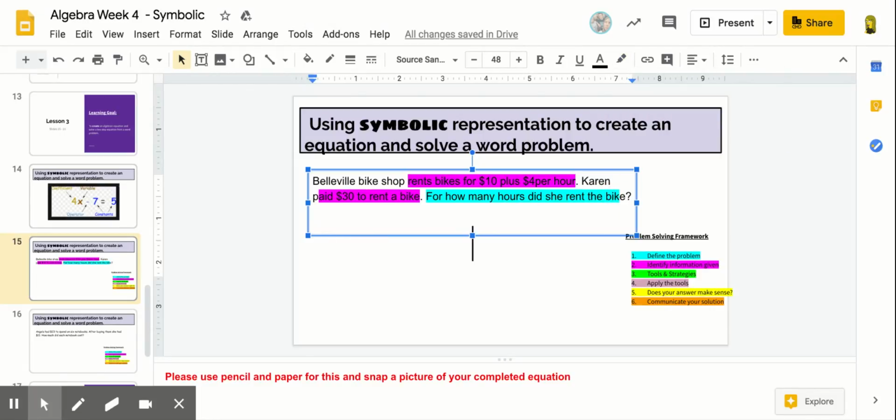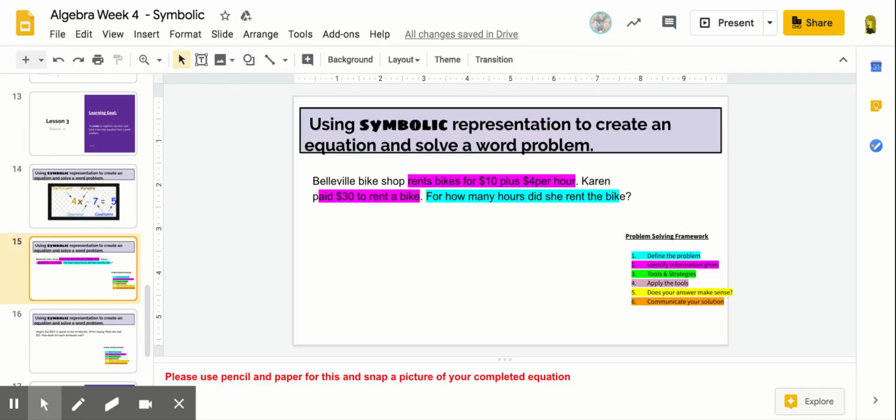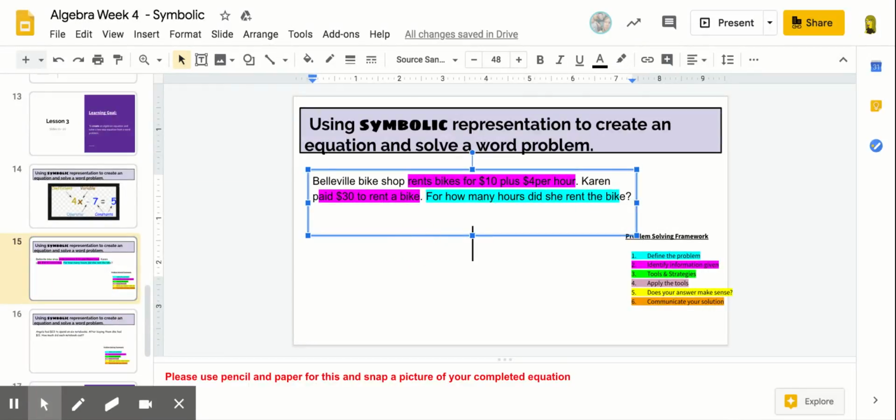So now, going back to our coefficient, variable, and constant, I'm going to first find our variable. What is our variable? It's the hours that she rented the bike for. We don't know that, so that's the one that can change. We are going to do that first. So I know that she rents for an X amount of hours.